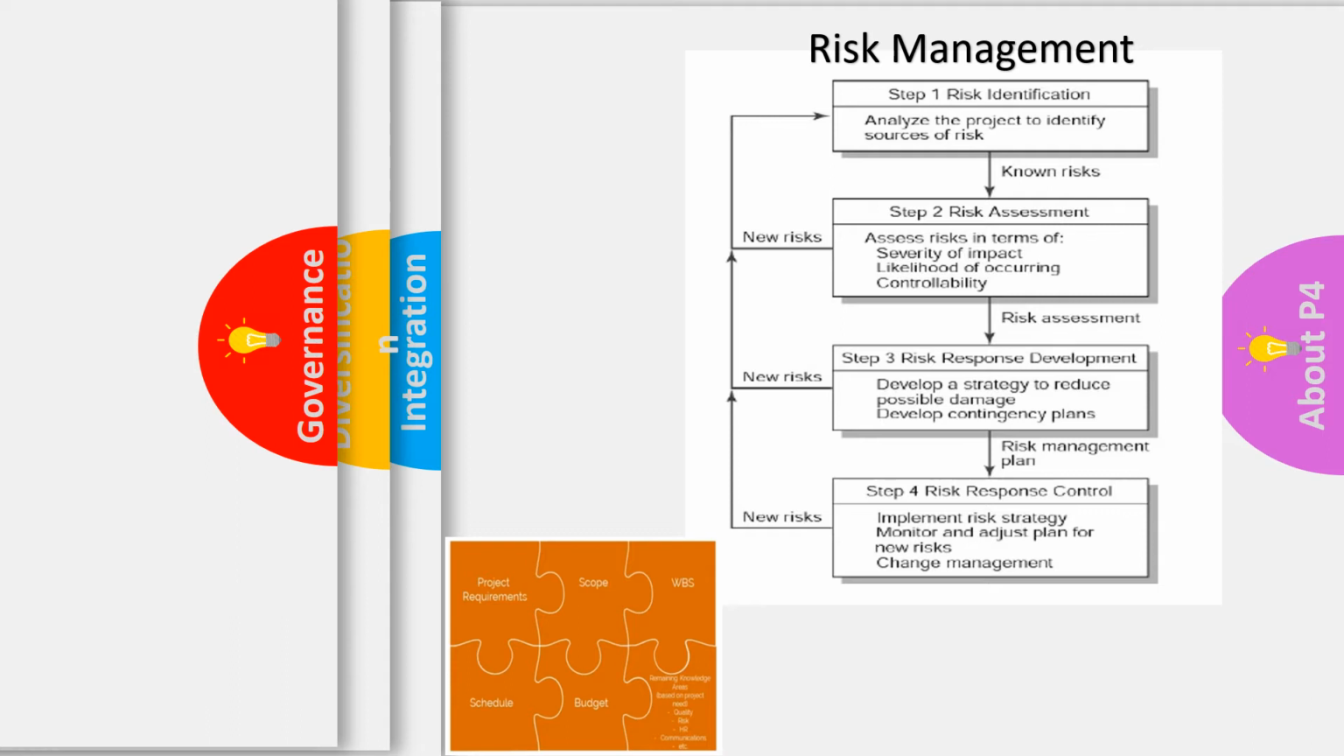Risk assessment, risk response development, develop a strategy to reduce possible damage, develop contingency plans, and then the risk management plan. Risk response control: implement the risk strategy, monitor and adjust the plan for new risks, change management.